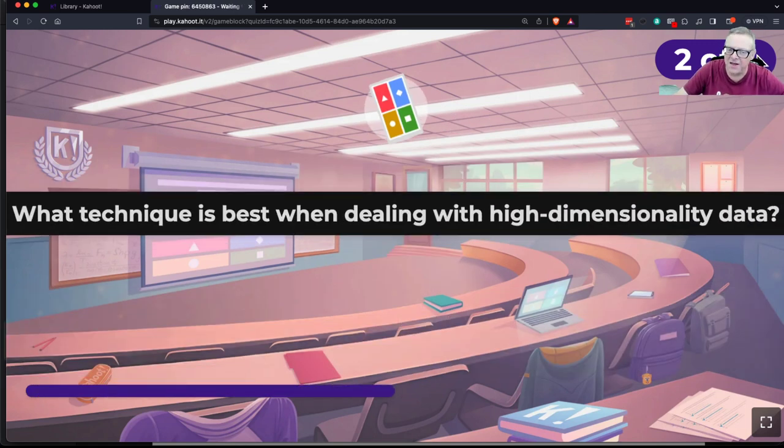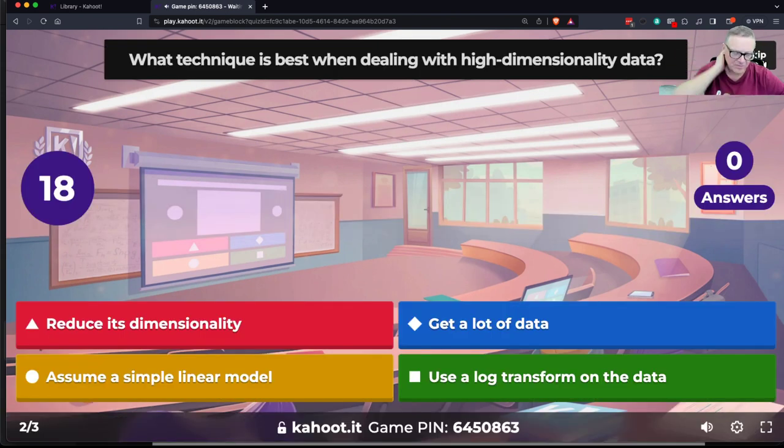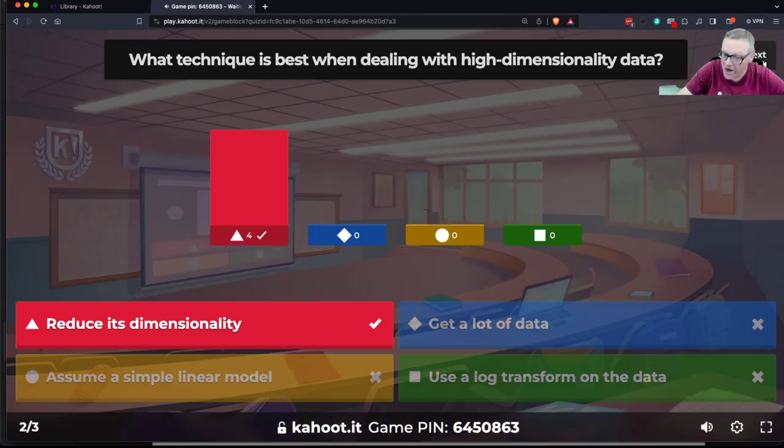So what technique is best when you have high dimensionality data? Right, you've got to reduce its dimensionality. You can't possibly get enough data. All the data in the world would never be enough for even 100 dimensions. And, you know, these other techniques are not going to solve it either. So you have to reduce the dimensionality.